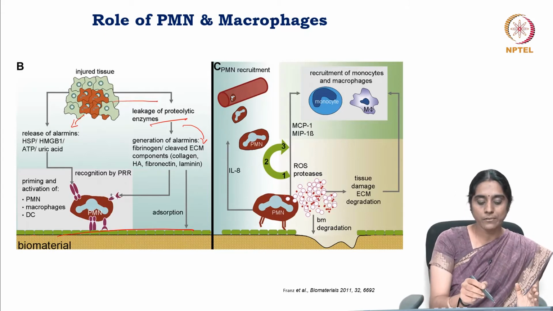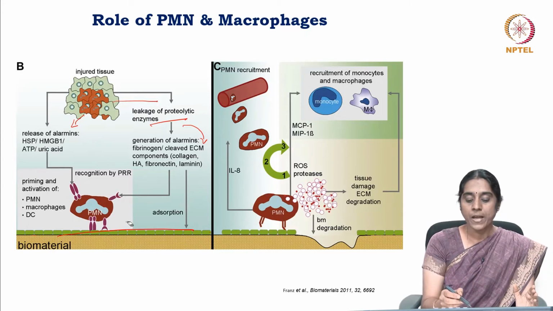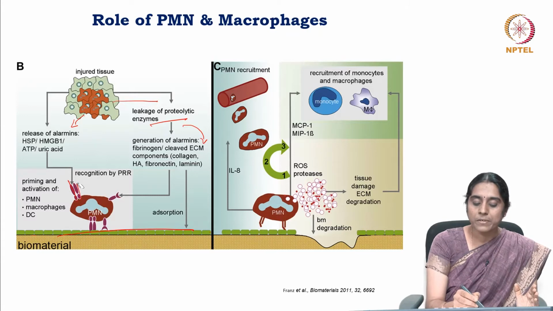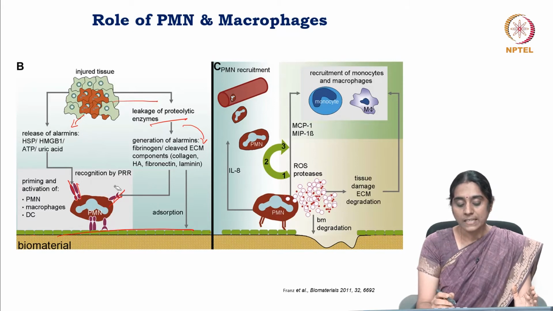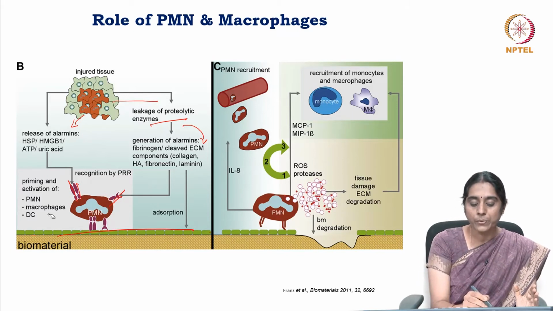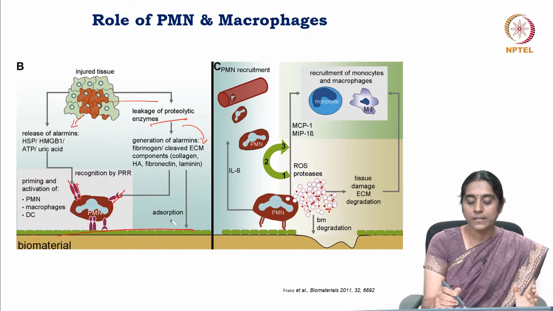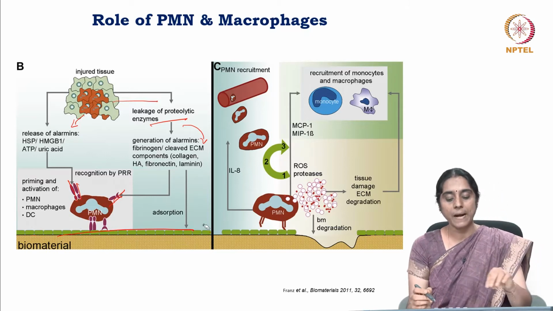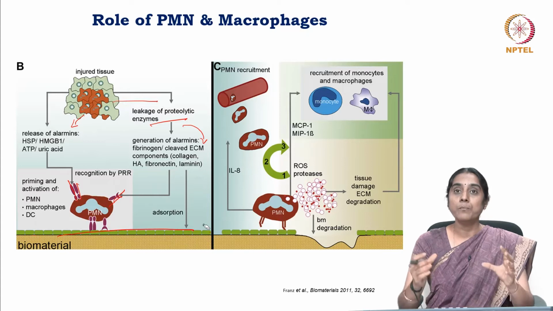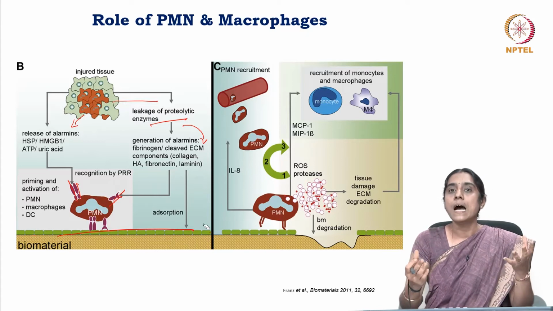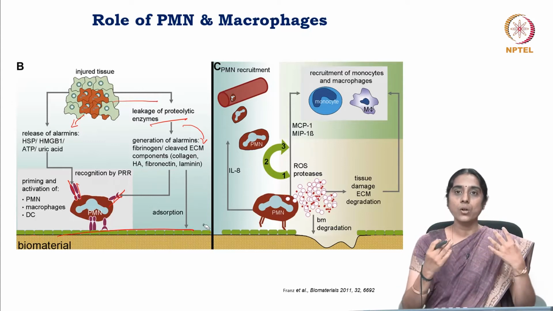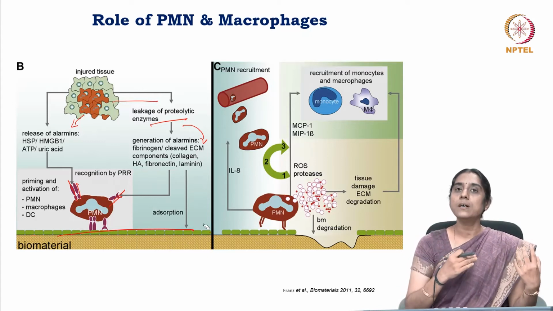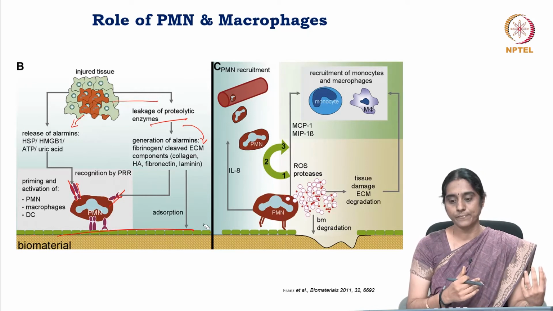This is what we saw in the previous slide. But these PMNs have pattern recognition receptors called toll-like receptors. These receptors are going to further recognize some of these proteins, and more release of cytokines and chemokines will happen, attracting a lot of immune cells from the blood towards that site.